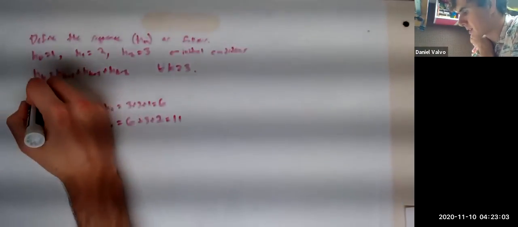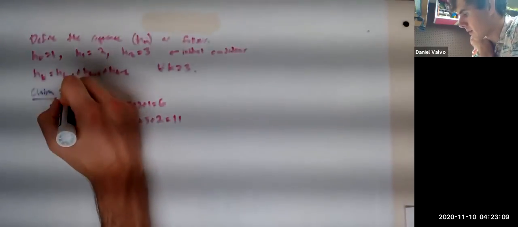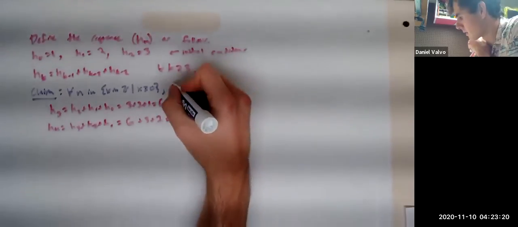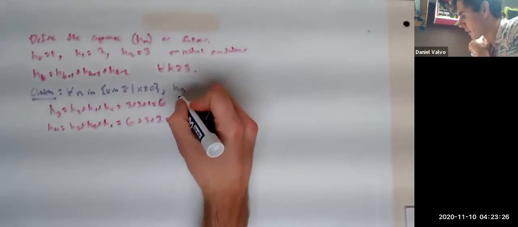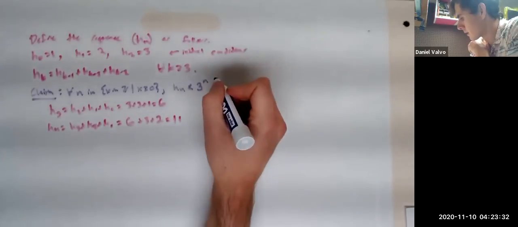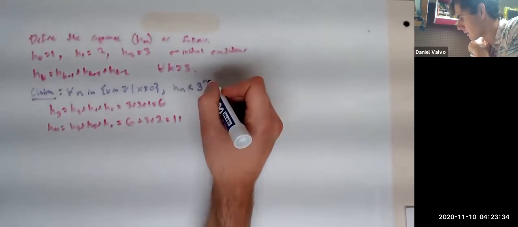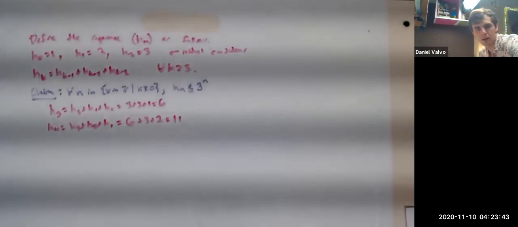So here's the claim about this sequence. The claim is that for all n greater than or equal to 0, so for all integer n greater than or equal to 0, the nth term in the sequence is less than or equal to 3 to the n. That's the claim.